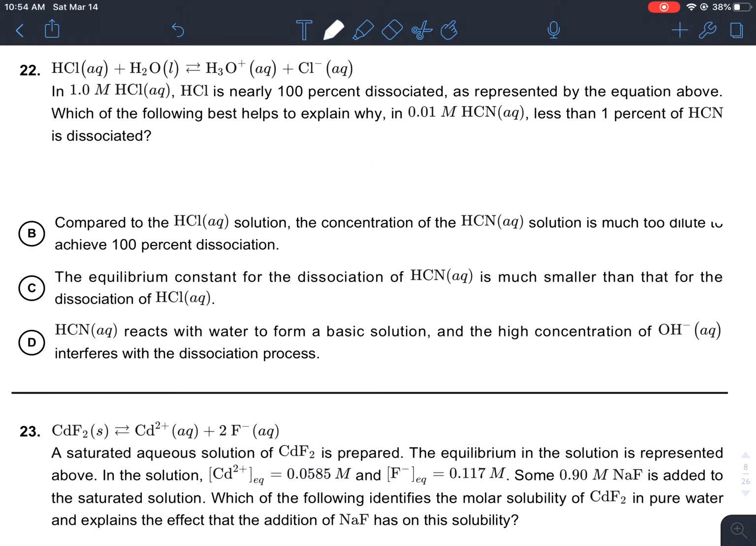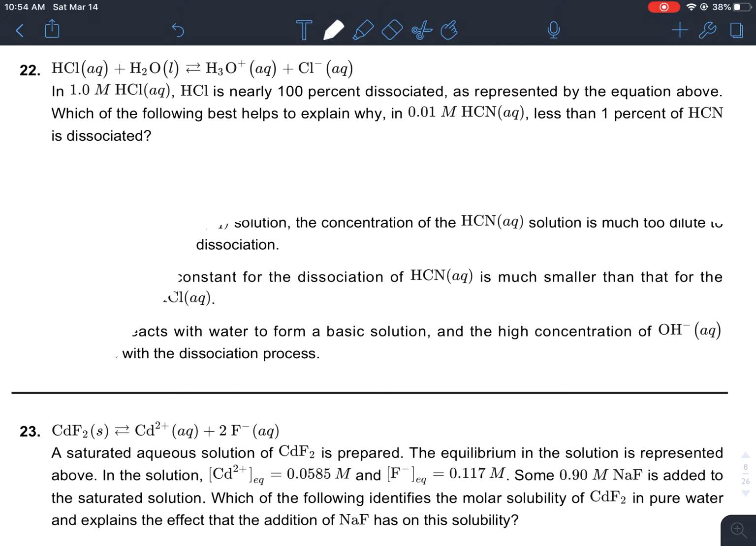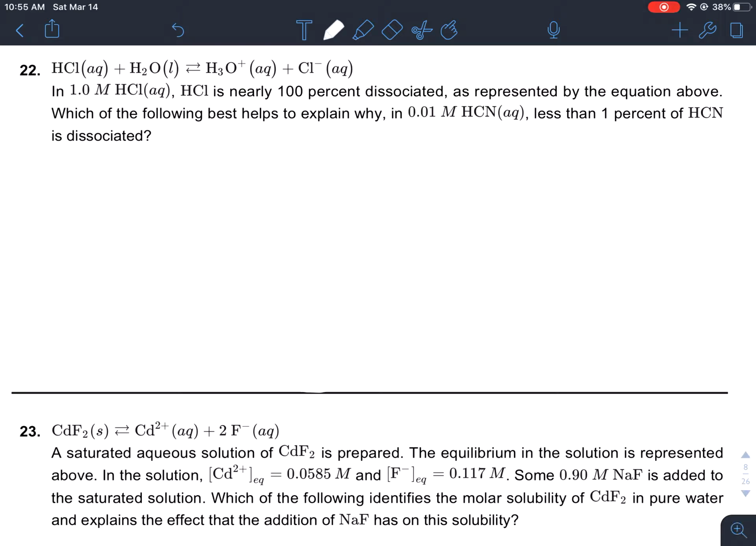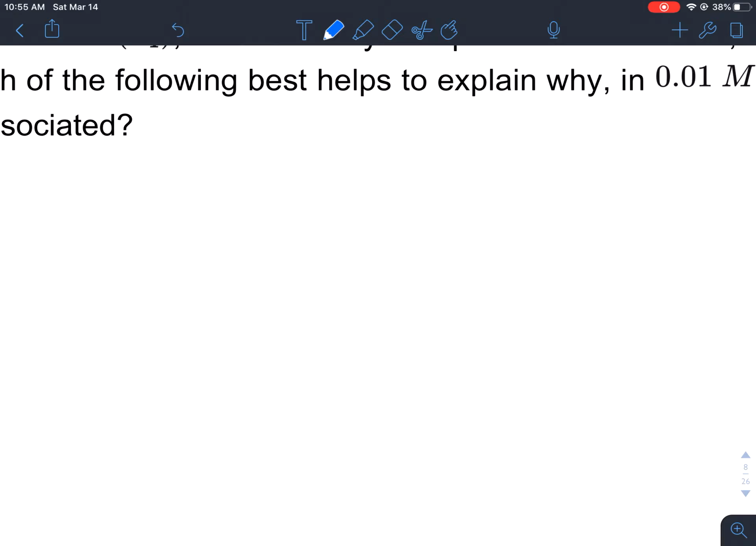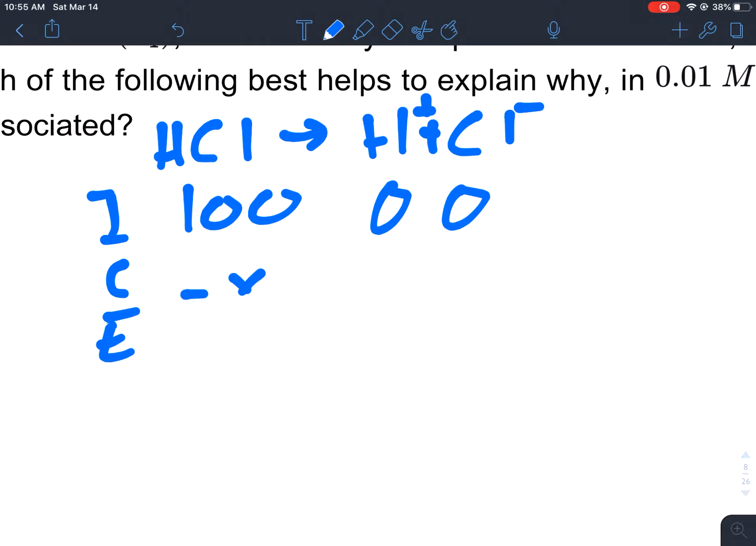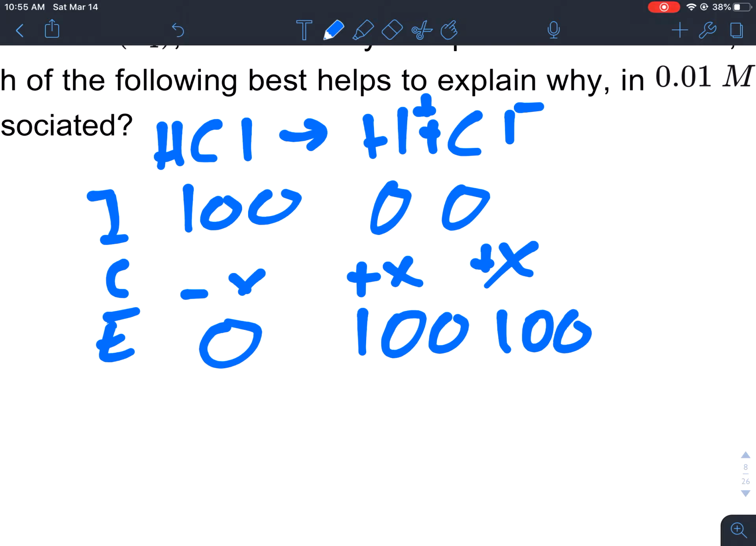Okay, let me just give myself a little space. When you do acid bases, Ka, you're still doing products over reactants. So think of it like this. If I have HCl and it becomes H plus and Cl minus, your initial concentrations in your ice table would be like 100 and 0 and 0. This would go down by x, this would go up by x, this would go up by x. This would go down to 0 because it's a strong acid. This would go up to 100 and this would go up to 100.